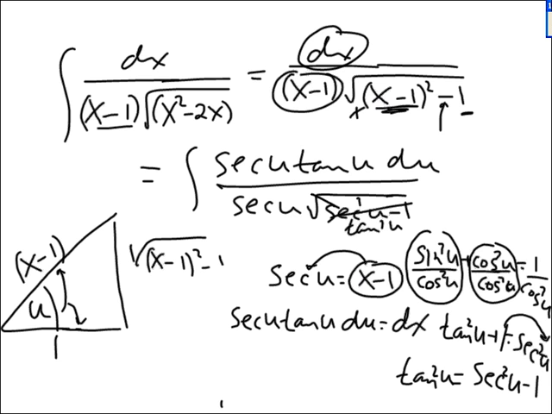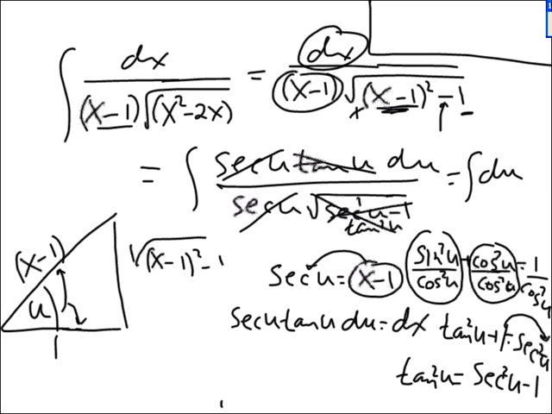But the square root of tangent squared u is tangent u, which kills off that tangent u on the top. Secant u over secant u gets killed off. So we just have the integral of du. Let me finish this on the very top right, please. The integral of du is u plus c. Now we just have to write u in terms of x plus c.